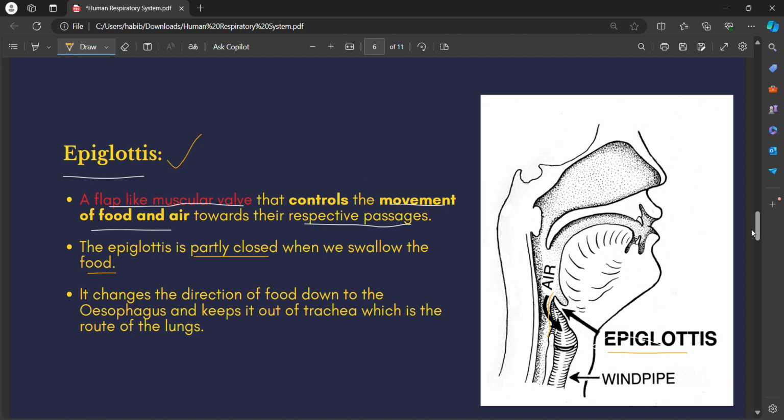Epiglottis is a flap-like structure that mainly controls what? The movement of food and air, where it prevents the food from entering into the trachea and diverts the food into its respective passage, that is the esophagus or food pipe, and that is what epiglottis is.